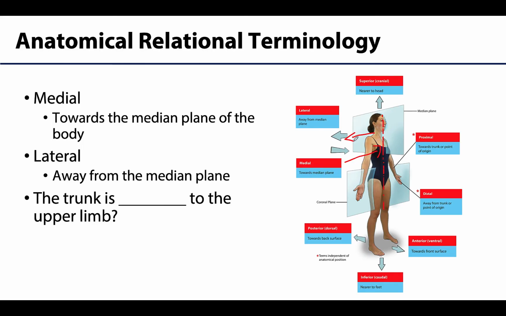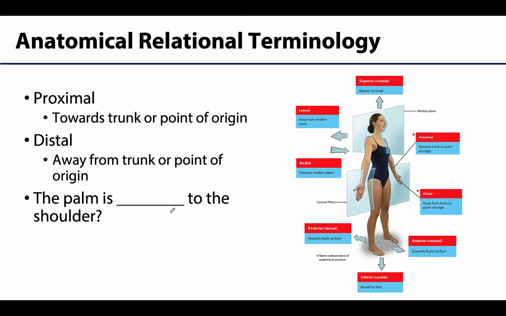So the trunk, would the trunk be medial or lateral to the upper limb? And the trunk is just this portion right here. Would the trunk be medial or lateral to the upper limbs? Well, that trunk is very close to the median plane, even incorporating it some, and so it would be more medial to the upper limbs.